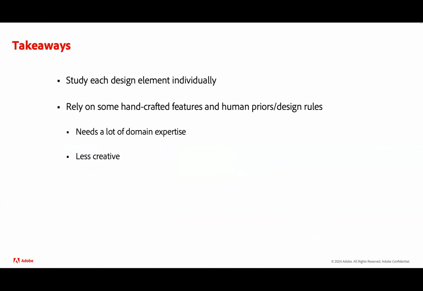And so after introducing some of the works before the deep learning era, I will explain some takeaways. The first thing is, if you look carefully at those works, you will find those papers really just study a single design element, rather than the whole design. They rely on handcrafted features or human bias, such as, when you study colors, maybe the hue features, when you study fonts, maybe the curvature or the serif features. So this really relies on human expertise when designing those features. And it's also less creative because it's really manual effort.